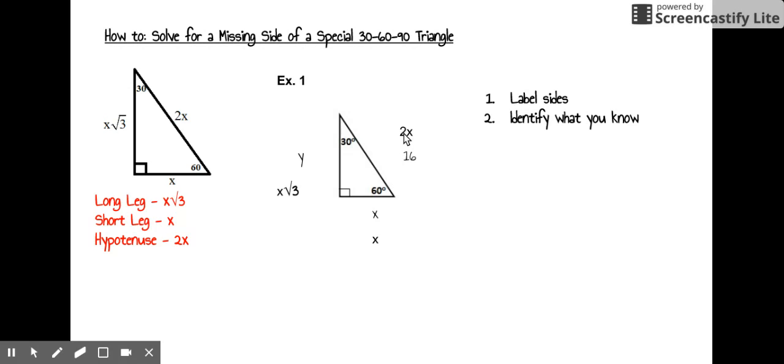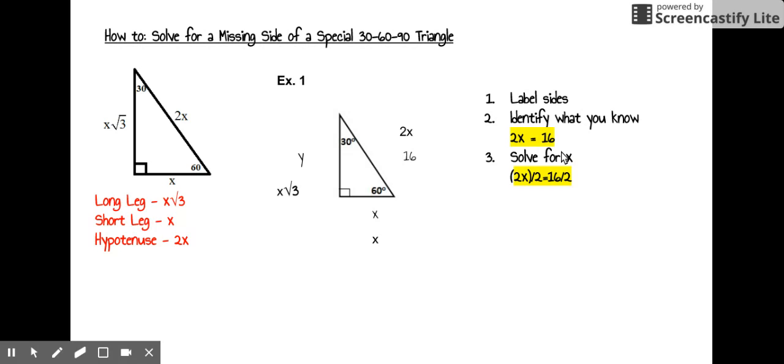Again, we want to identify what we know and what we need to know. We know that 2x is equal to 16. What we need to know is what x and y are. And x is equal to x, and y is equal to x radical 3. Now we want to solve for x. So we take the equation up here that we know is true, 2x is equal to 16, and solve for x by dividing both sides by 2. Remember, order of operations, you want to divide.